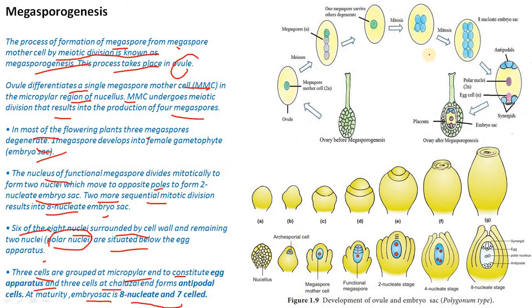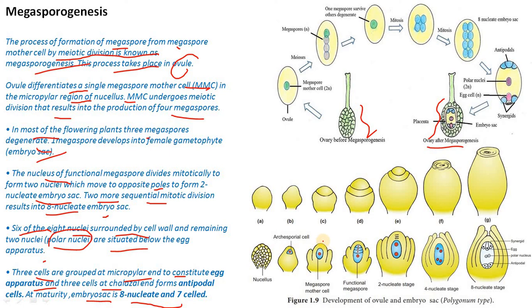These are the schematic diagrams showing megasporogenesis in an overview, and this is the ovary before megasporogenesis. After that, meiosis takes place, then mitosis. Okay, then the polar nuclei are generated. This is the ovary after megaspore formation, and this is a matured one. Before maturation, there was no differentiation like this.